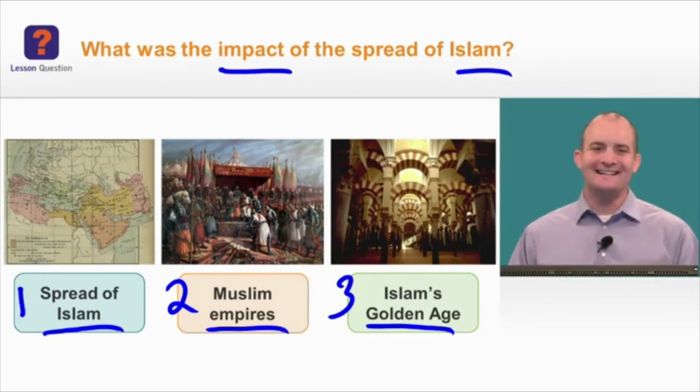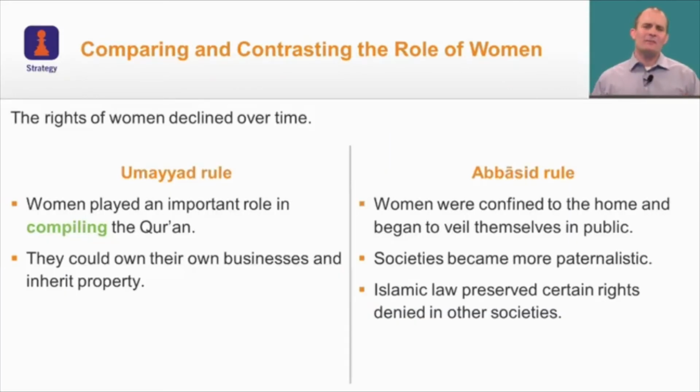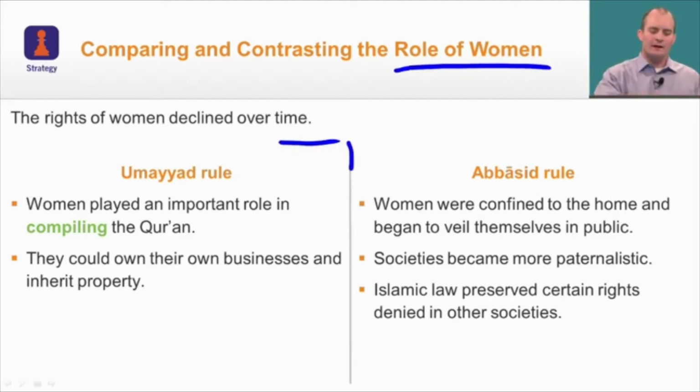You're doing great. Before we jump into the golden age of Islam, I want to do a strategy with you real quick. And this is comparing and contrasting, but we're going to be comparing and contrasting the role of women between the Umayyad rule and the Abbasid rule. Now remember, when we're comparing and contrasting, we're looking for similarities and differences. And what we're looking at, like we said, is the role of women. Let's start by looking at the role of women under the Umayyad rule.